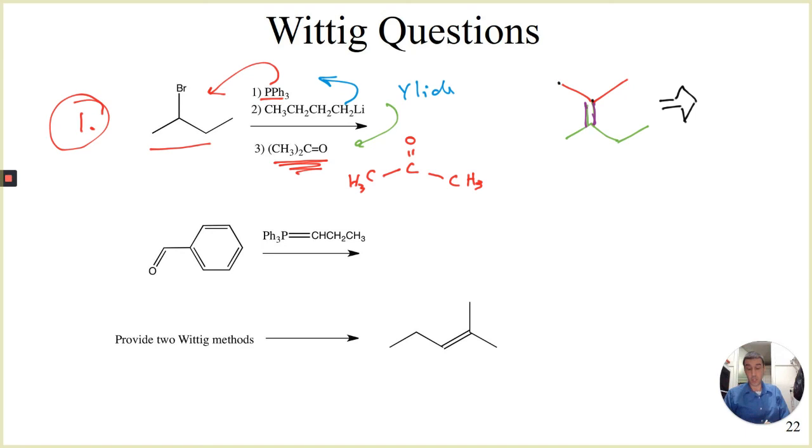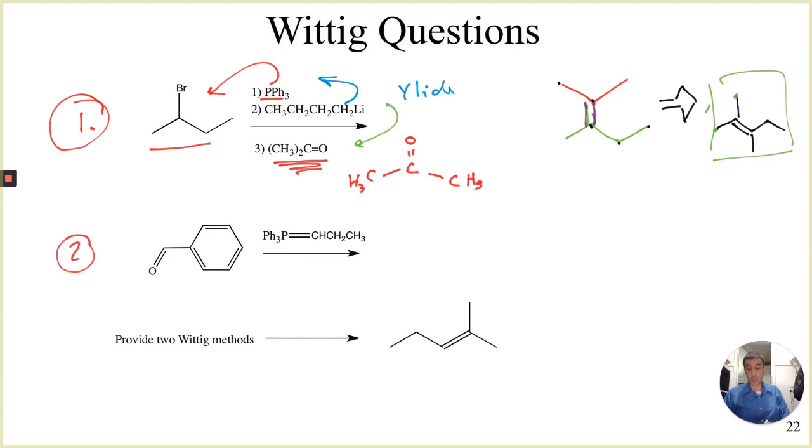So if we count 1, 2, 3, 4, 5, we're looking at 5 carbons in a line. At position 2, we have a double bond, methyl, methyl. Do I need to be concerned about cis and trans in this one? No. These 2 methyls are indistinguishable, which means I don't have to worry about cis and trans. There's really only one product out of this one. Cool. So there we go. There's our final product.